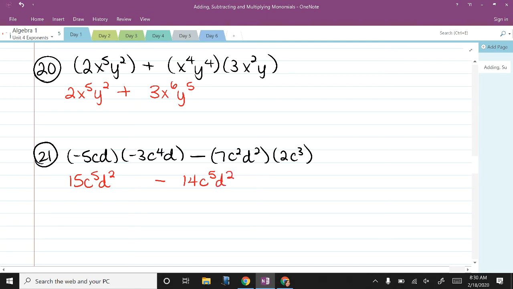Okay. Are these two like terms? Yes, they both have a c to the 5th and a d squared. So I can combine like terms. What's 15 minus 14? 1. So you can put the 1 or you can leave the 1 off and just say c to the 5th d squared. You can put the 1 on the front or you don't have to. I'll put the 1 there in case it confuses you. If it doesn't confuse you, leave it off. And that's seriously as hard as it gets. You multiply a little, and if they're like terms, you add or subtract depending on what sign you got in between. That's the hardest we get today.